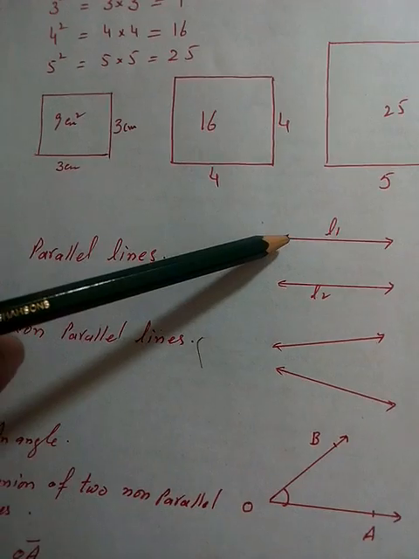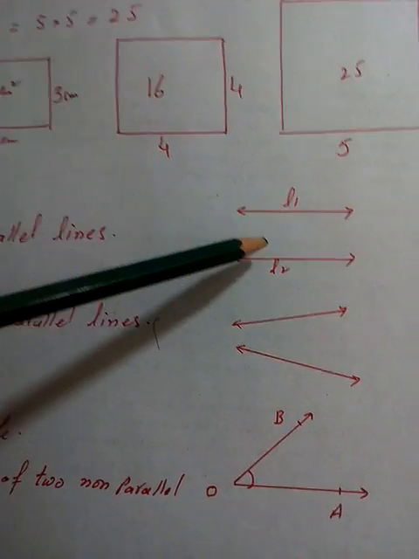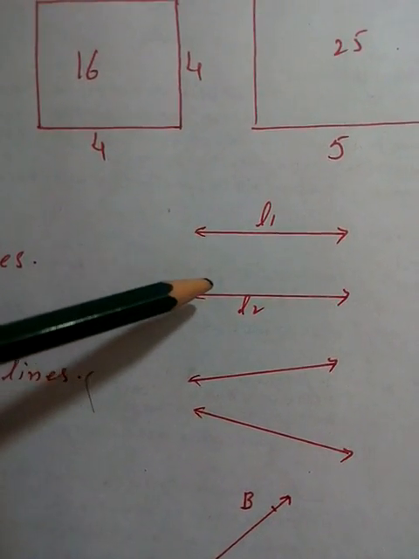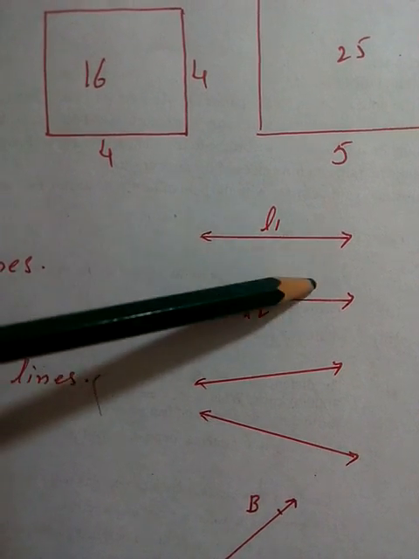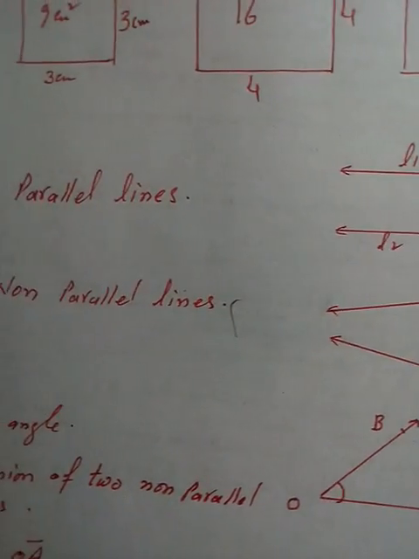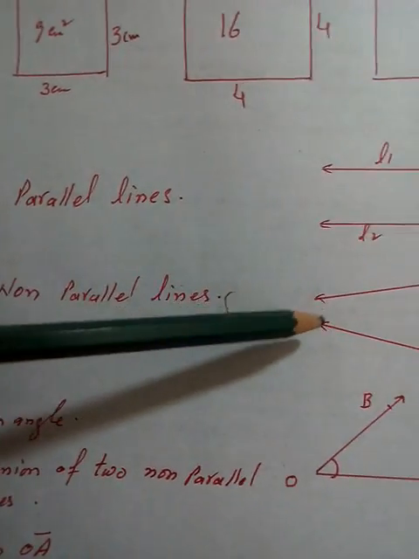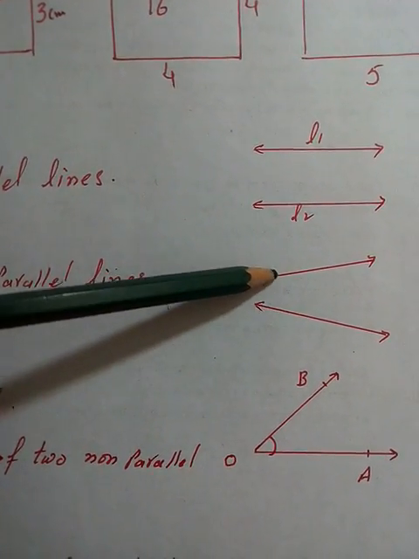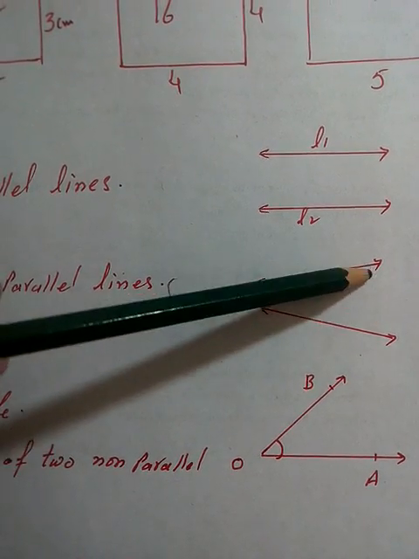Point number 2, parallel lines. Suppose these are two lines, L1 and L2. These lines are known as parallel because the distance apart between them is the same throughout. Point number 3, non-parallel lines. Two lines are non-parallel if the distance apart between them is not the same.